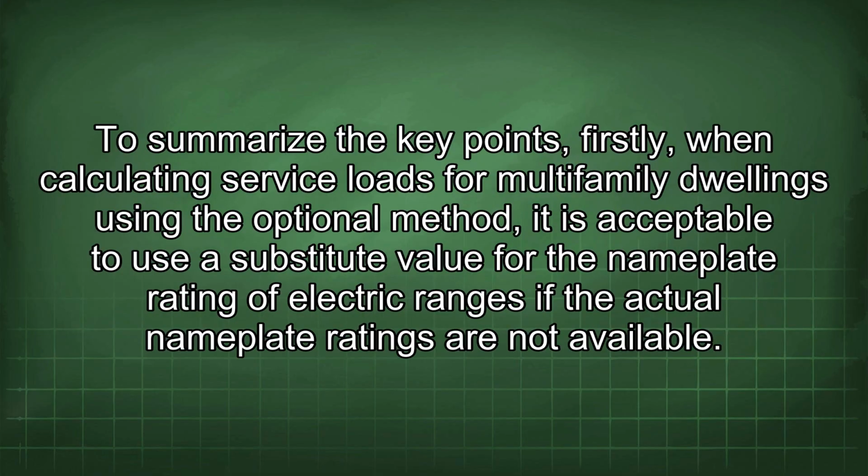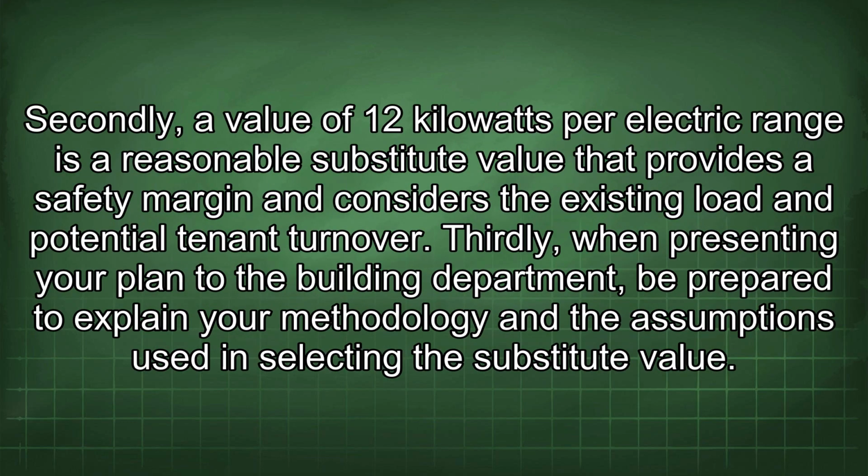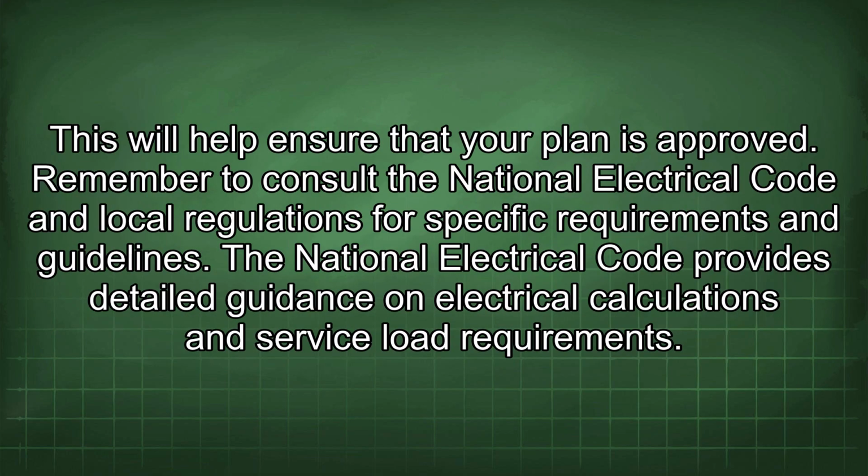To summarize the key points, firstly, when calculating service loads for multifamily dwellings using the optional method, it is acceptable to use a substitute value for the nameplate rating of electric ranges if the actual nameplate ratings are not available. Secondly, a value of 12 kilowatts per electric range is a reasonable substitute value that provides a safety margin and considers the existing load and potential tenant turnover. Thirdly, when presenting your plan to the building department, be prepared to explain your methodology and the assumptions used in selecting the substitute value. This will help ensure that your plan is approved.